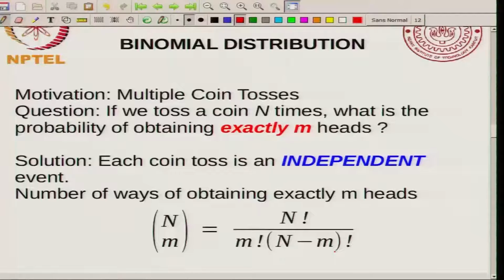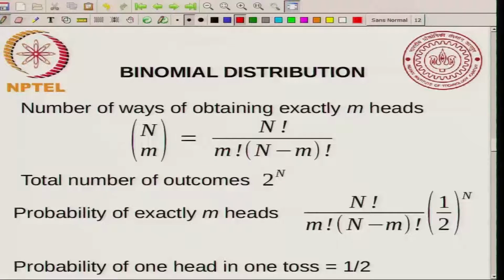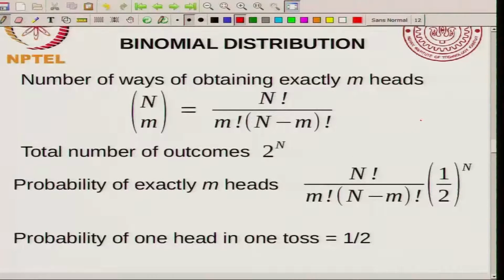So, this is exactly the total number of ways in which you can obtain m heads. So, the number of ways of obtaining exactly m heads is equal to n factorial divided by m factorial times n minus m factorial, and the next thing we can ask is what is the total number of outcomes. So, the total number of outcomes is 2 raised to n, because each time you toss the coin you can get 2 outcomes. So, if you toss it 2 times you can get 4 outcomes.